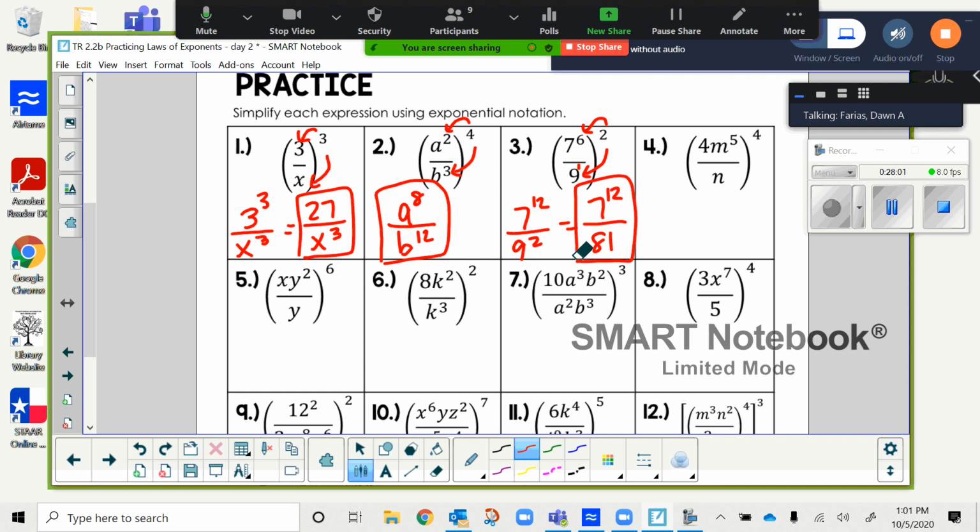On number 4, you have 2 things in the numerator, but everything gets that 4 on it. So we get 4 to the 4 times m to the 20 over n to the 4. And 4 to the 4 is 256.